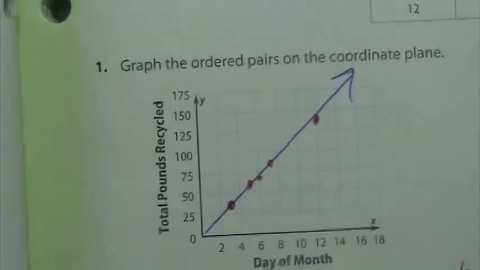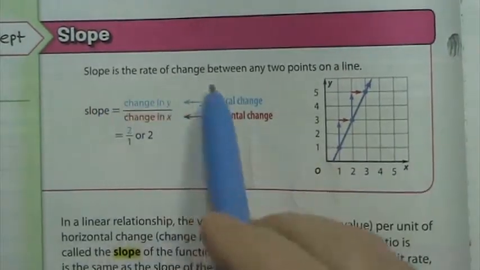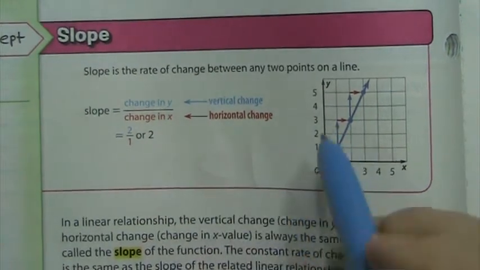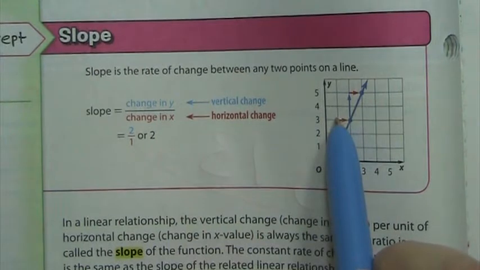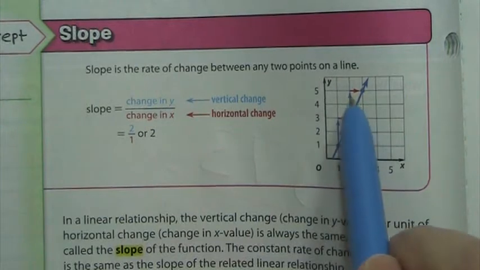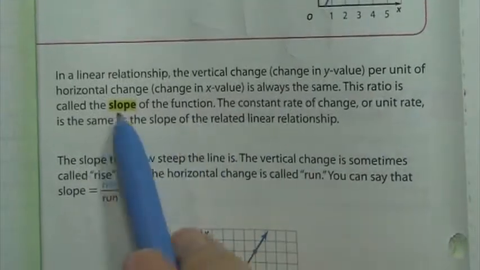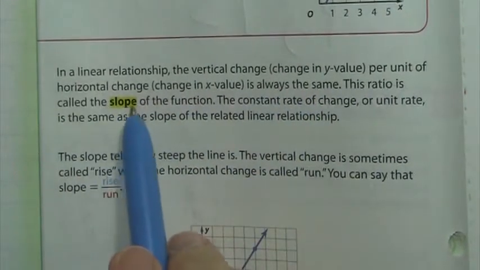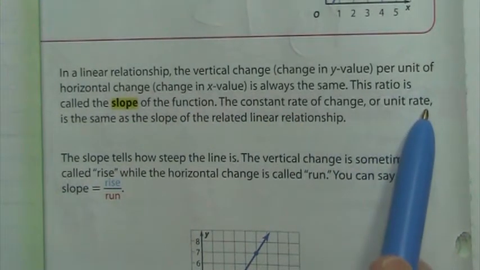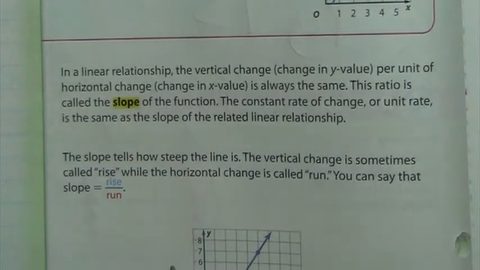Okay, go ahead and turn the page, please. Okay, this term slope, it's the rate of change between any 2 points on a line. Okay, it's like a constant rate of change. And notice in this case, it goes up 2 over 1, up 2 over 1. The y is changing by 2, and the x is changing by 1. And that's just what we found out. The ratio is called the slope of the function. Okay, we don't need to get into that now. But the constant rate of change, or unit rate, is the same as the slope of the related linear relationship. It's the same as the slope.